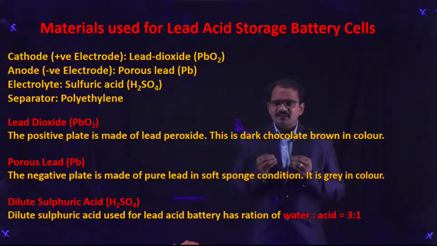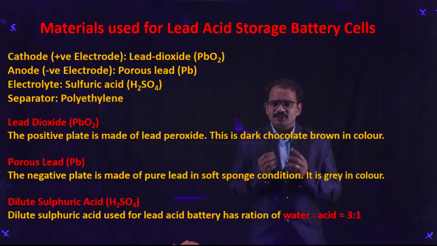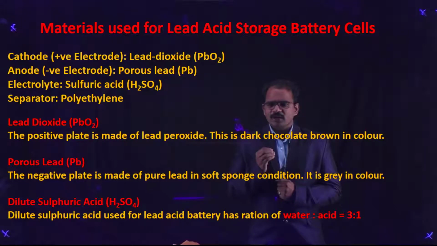So, the materials used in lead acid batteries. The cathode, which is the positive electrode in a lead acid battery, is made of lead dioxide, PbO2, and the negative electrode, or the anode, is made of porous sponge lead, Pb. The electrolyte used in a lead acid battery is sulfuric acid, H2SO4, and the separator is polyethylene.